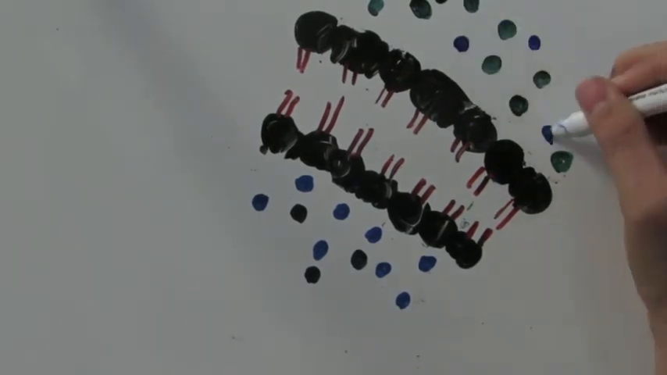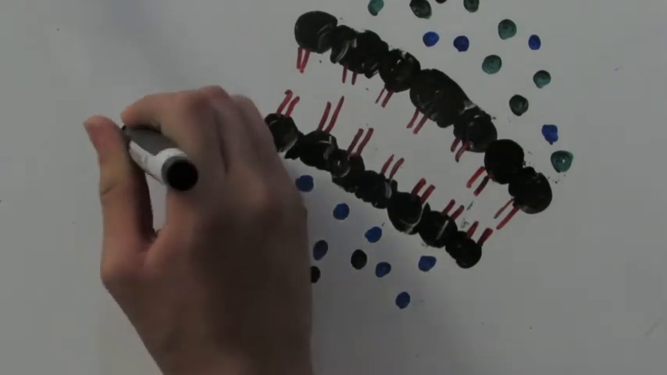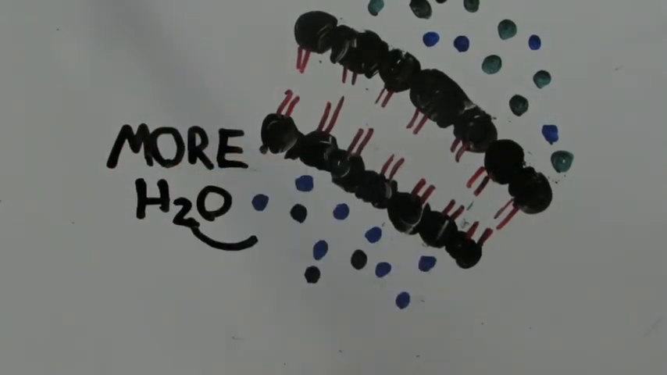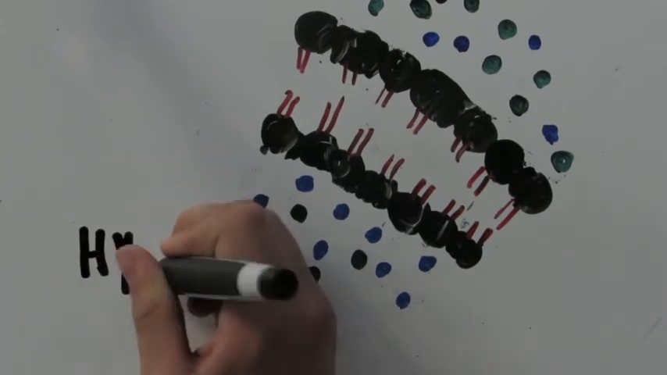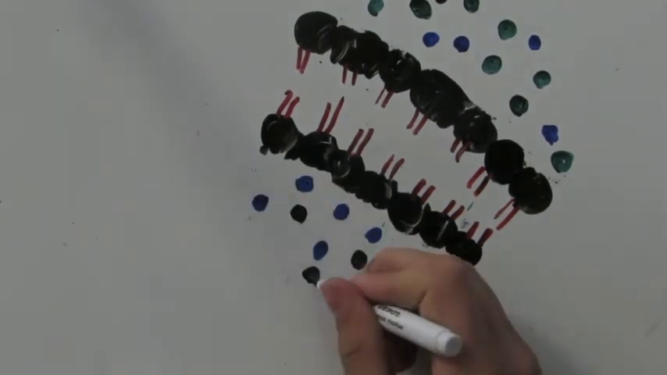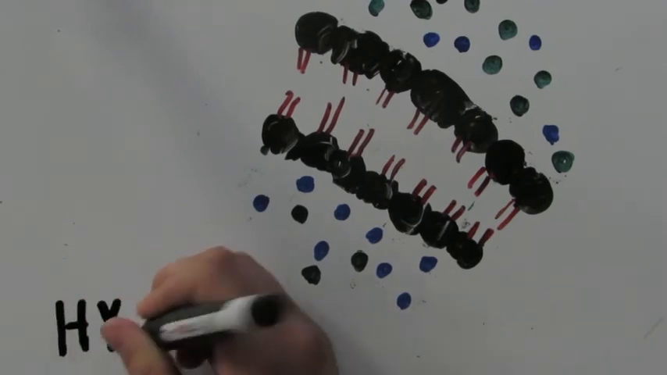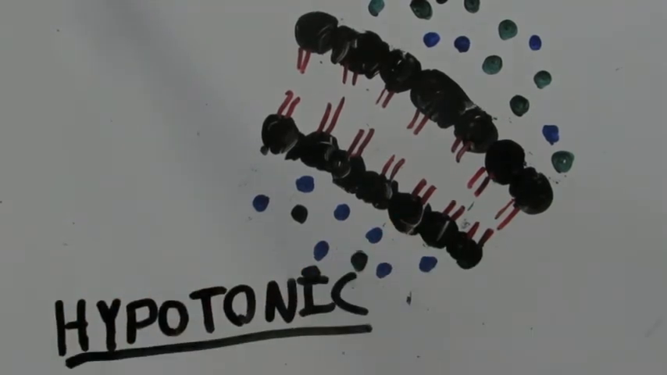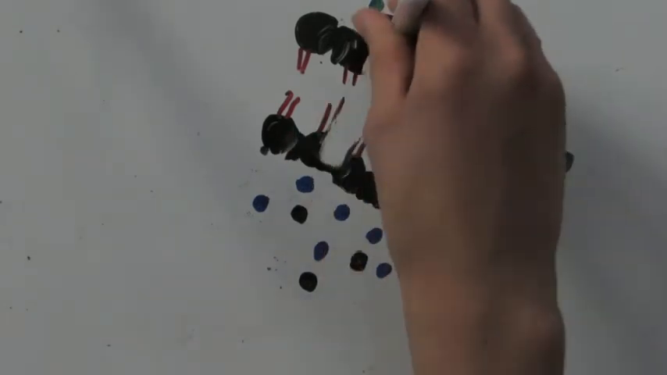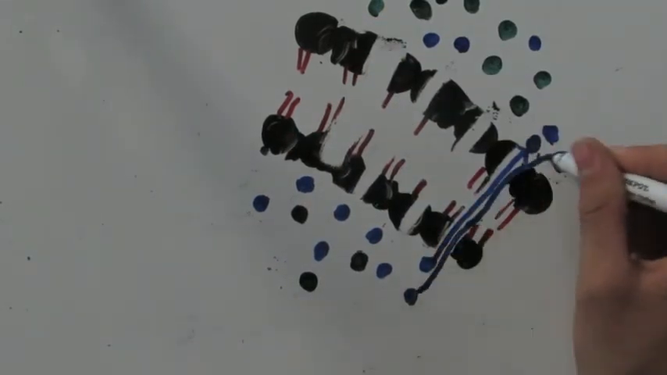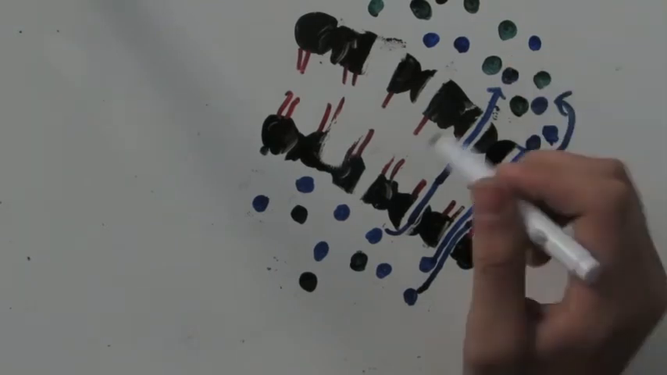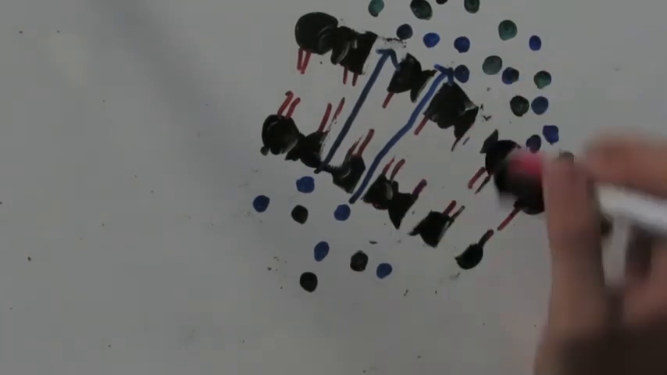In the diagram, which only shows the phospholipid bilayer component of the cell membrane, water can be seen diffusing across the phospholipid bilayer from the hypotonic environment to the hypertonic environment. Once the water has diffused, the solute concentration is even on both sides of the phospholipid bilayer.